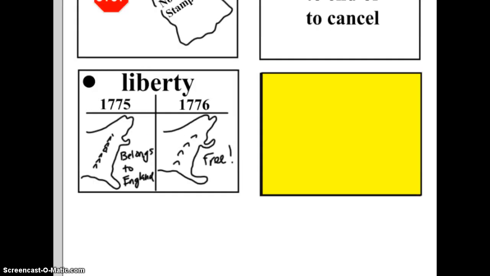The last word is liberty, and it's an easy one. Liberty means freedom. And I do one of my before and afters. 1775, here are my colonies. They belong to England. But in 1776, they consider themselves to be free, and they're going to fight for their independence. So these are your 4 vocabulary cards.